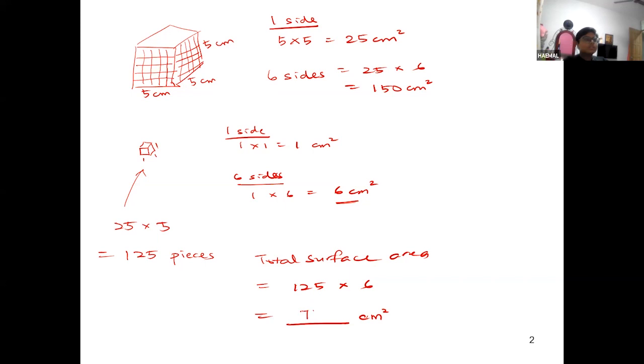750. Do you get this? Yeah. So you see, if it's one big piece on its own, the total surface area is only like this. When I cut into many small pieces, every small piece is 6 cm square, right? But I have cut them into 125 pieces. That will give me a very big exposed surface area. Do you see this now?